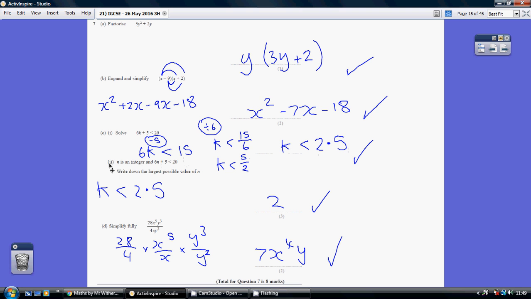Now, part 2, n is an integer, so a whole number. So which is the largest whole number which is less than 2.5? Well, that's 2.